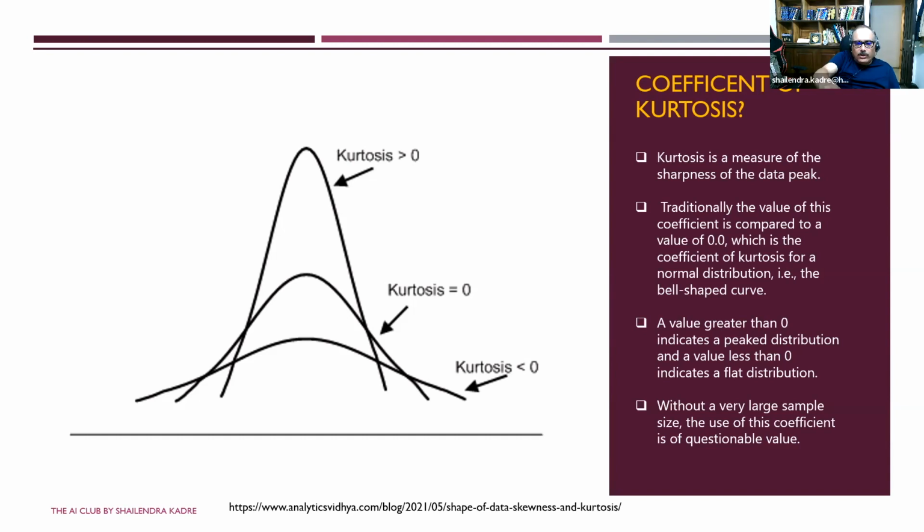The more negative, like -10, -20, -30, the curve is more and more flat. If one curve is having kurtosis -20 and one curve is having kurtosis -50, the -50 curve will be flatter than the -20 kurtosis curve. Got it, guys?